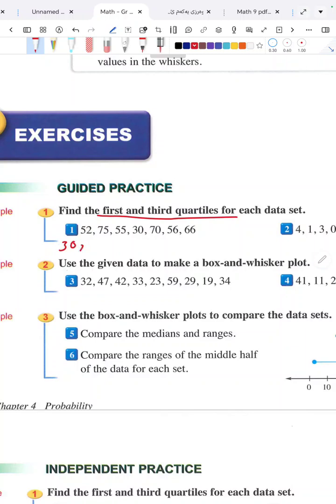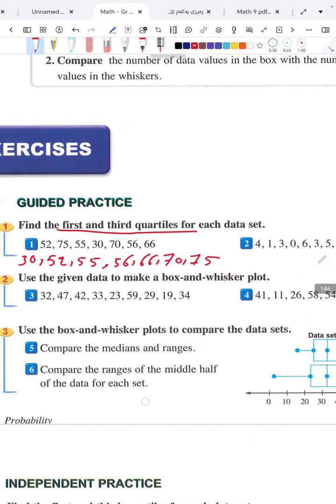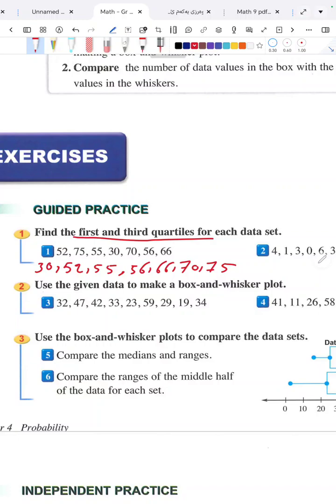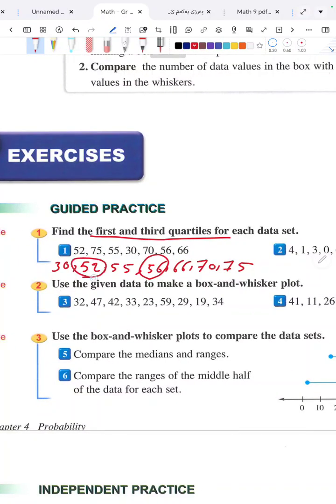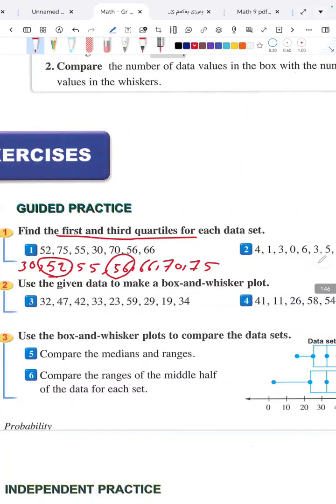After 30 we have 52, then we have 55, then 56, then 66, then 70, other one is 75. Which one is median? 56 is median. What about first quartile? First quartile is 52. Third quartile is 70.